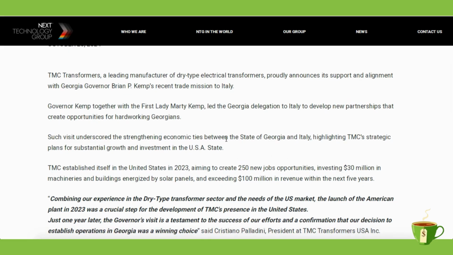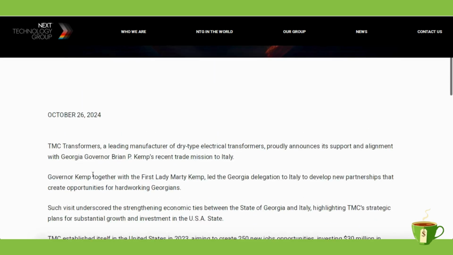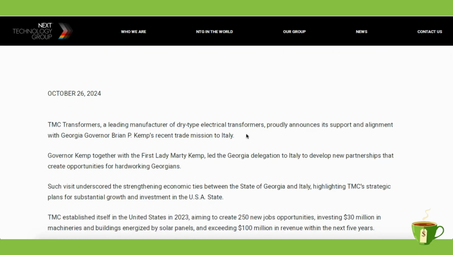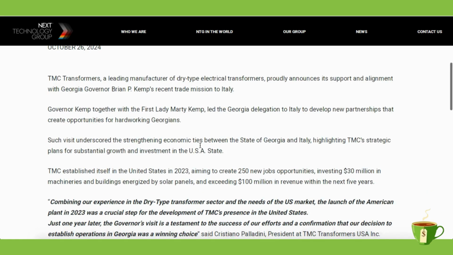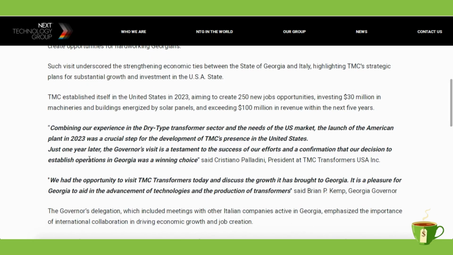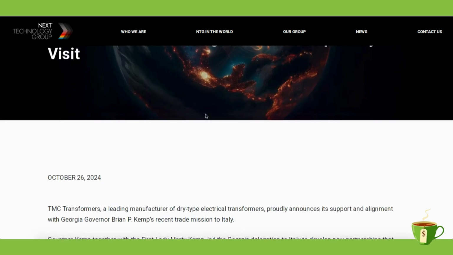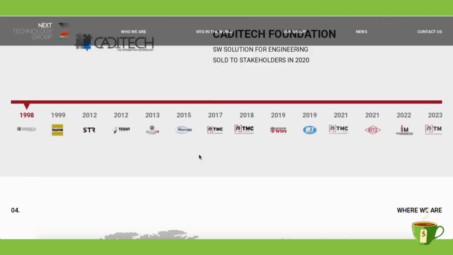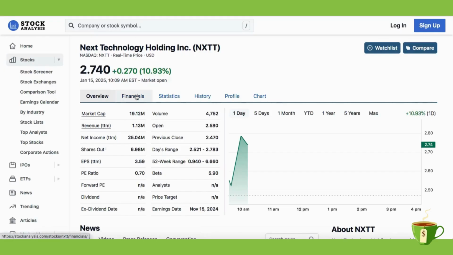Economic ties between state of Georgia and... I'm confused. How does this have to do with... Oh, TMC Transformers. Okay. Right. In 2023. So they haven't made any announcements since 2024, which isn't horrible, but it's also not my favorite. But let's look at their financials, because I think that speaks volumes.